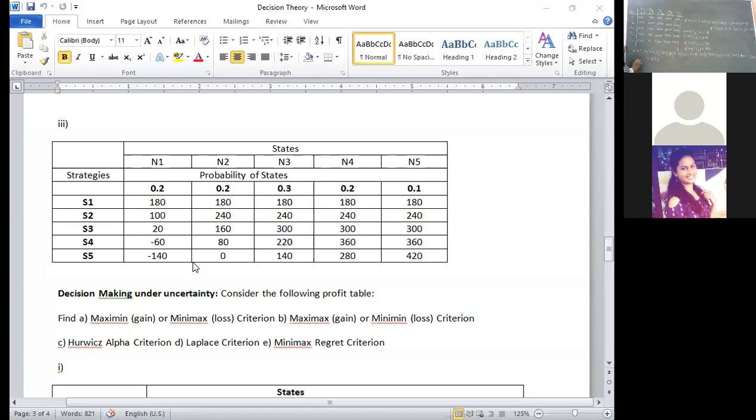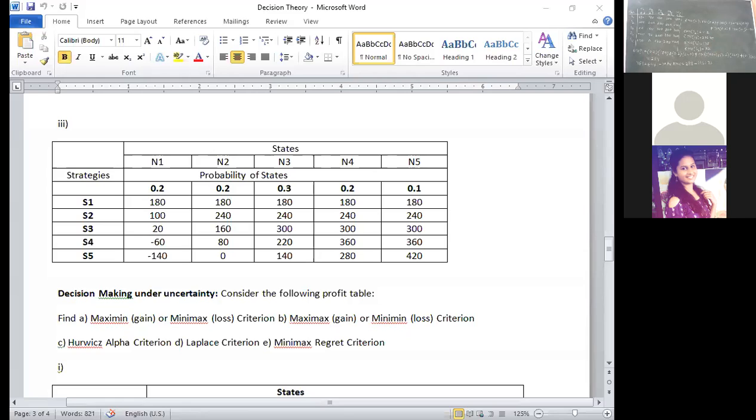Then VPI is equal to EVPI minus the maximum EMV. EVPI is 288 minus, among all the EMVs, that is among all 5 strategies, the maximum, the better strategy, that is S3, where you got the maximum value, that is 216. 288 minus 216, you will get this value as 72.